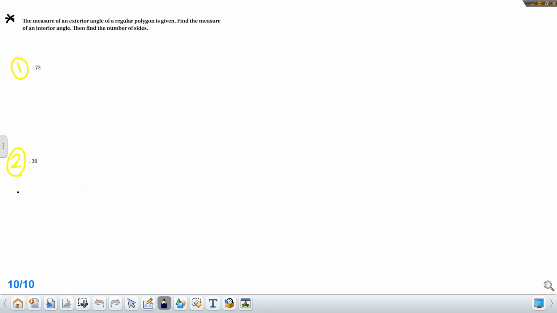But the last question: the measure of an exterior angle of a regular polygon is given. So this one is the measure of an exterior angle. Then find the number of sides. First you must know, for any polygon in general, in a regular polygon, the sum of the interior angle and exterior angle equals 180.